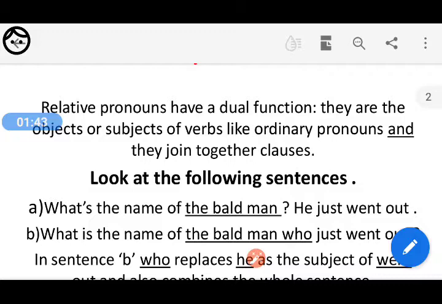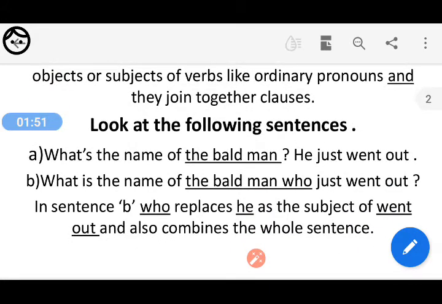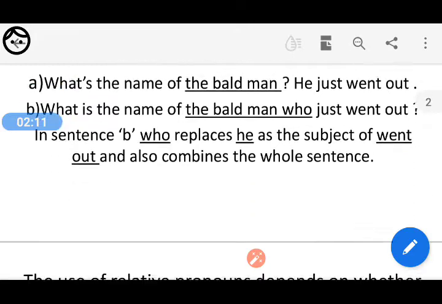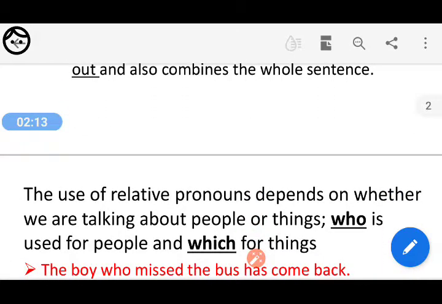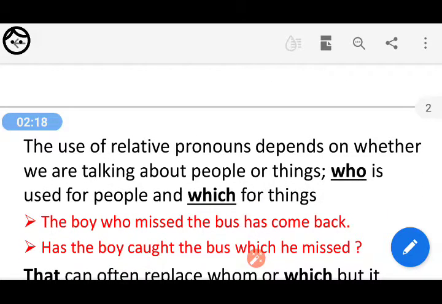What is the name of the bald man? I have underlined the bald man. He just went out. Now you see in the next sentence: What is the name of the bald man who just went out? This who is replacing he, and it is combining the sentences and making them only one sentence. In sentence B, who replaces he as the main subject of went out and also combines the whole sentence.